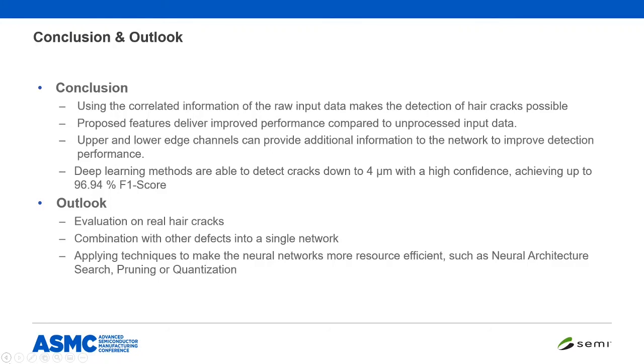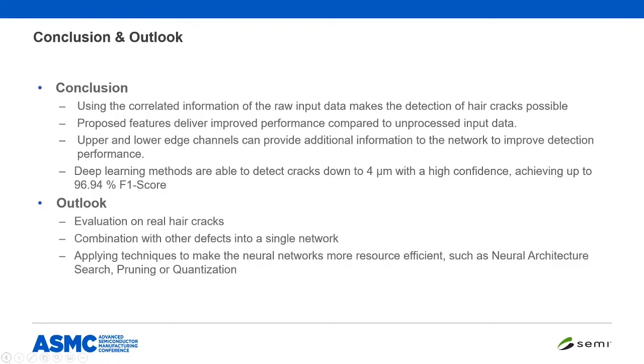Generally speaking, we can say that using our deep learning methods, we are able to detect hair cracks down to a magnitude of 4 micrometers with a very high confidence, achieving an F1 score of up to 96.95%. This is an impressive result considering that our resolution is only about 2 micrometers.